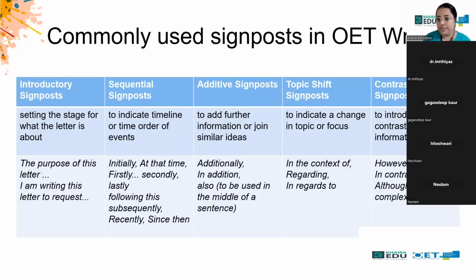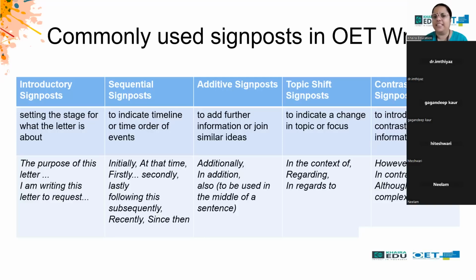So, in order to specify all of that, the timeline on how the events have happened, what happened when, to give clarity about that, we use the sequential signs. Examples: initially, at that time, at the time of admission can also be one. Firstly, secondly, lastly, following this, subsequently, recently, since then.